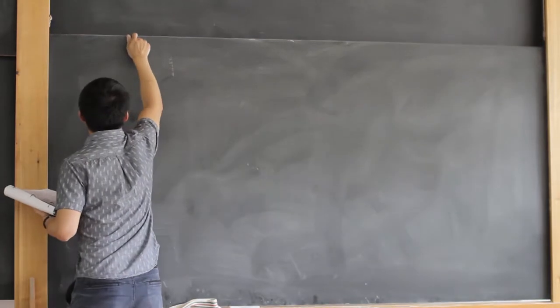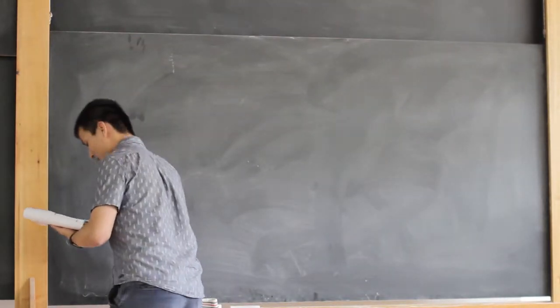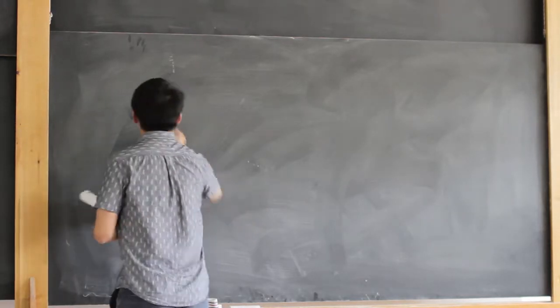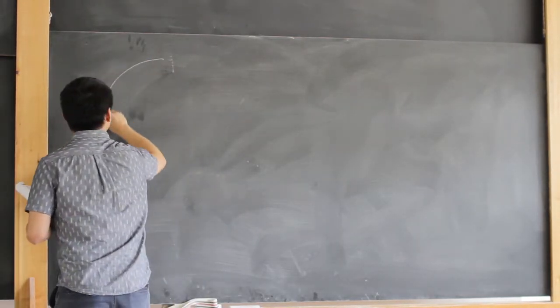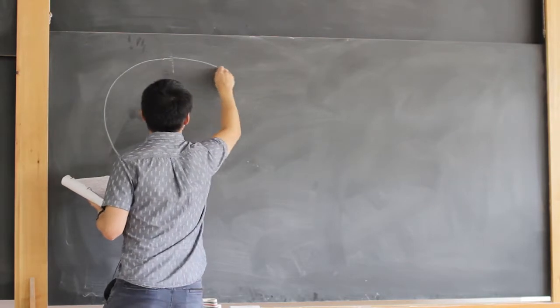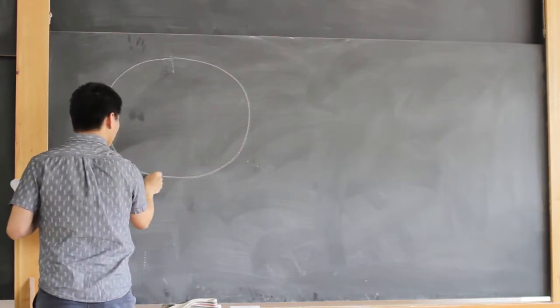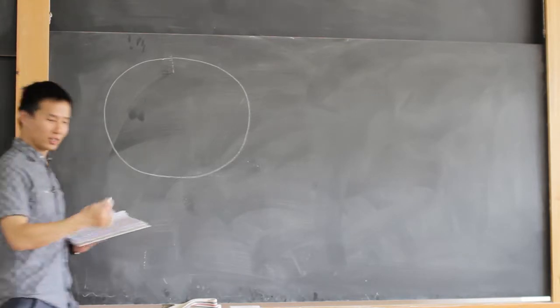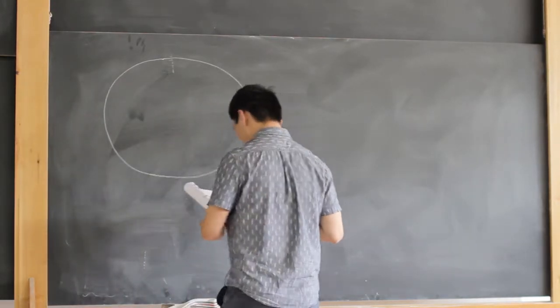So let me try to draw a picture. This is one of the most difficult pictures to draw in the lecture, but I'll try it. So we have a time slice. Think about this as hyperbolic space. I'm going to draw a 2-dimensional picture because this is a 2-dimensional blackboard.